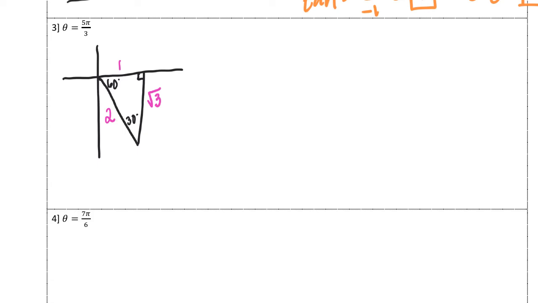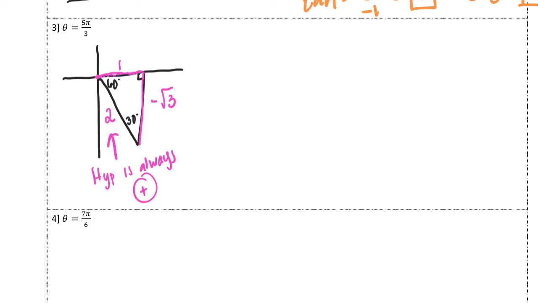Now, always check your legs. Remember that this is the origin, so if we go right from the origin, anything right on the x-axis has a positive value. But if we go down, this is going to turn into a negative value. So we know that this should be negative square root of 3, not positive. And of course, just like before, your hypotenuse is always positive.